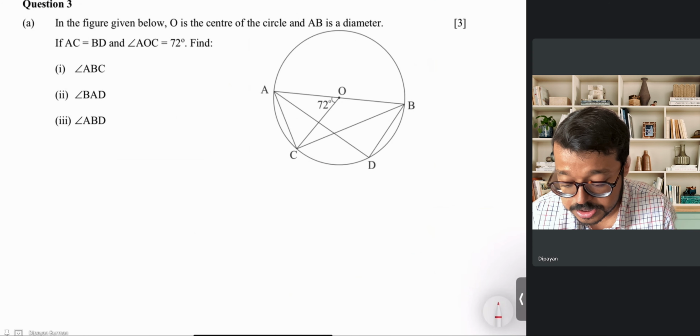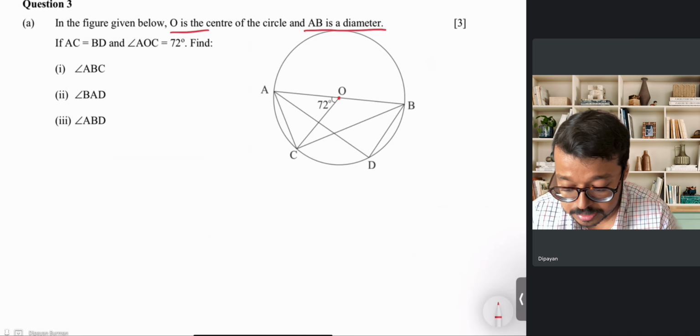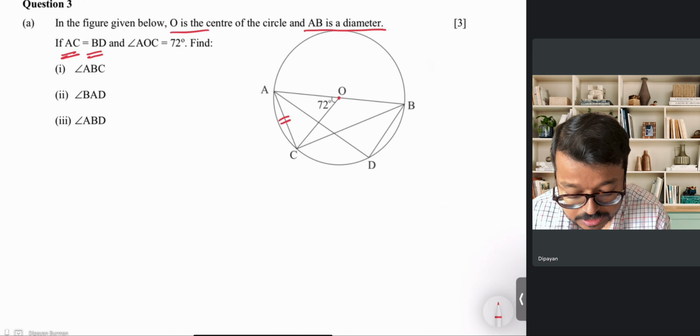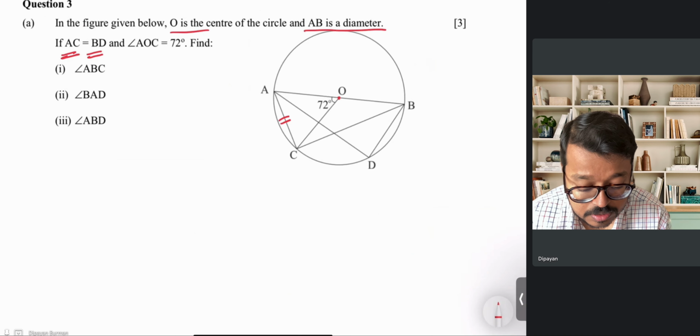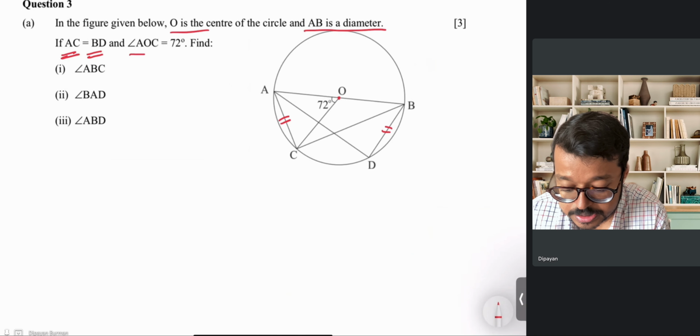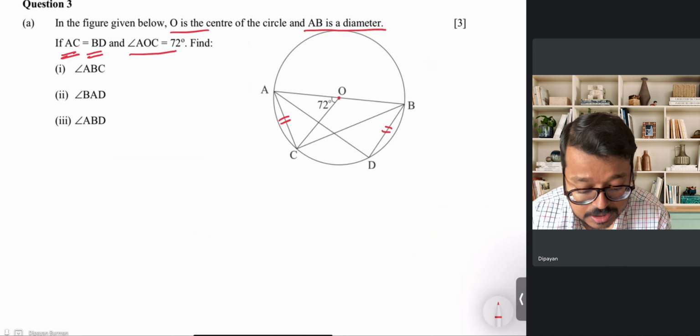Okay, so in this question, it's given that O is the center of the circle, AB is a diameter, and AC is equal to BD, so AC chord is equal to the length of BD, and angle AOC is 72 degree. We have to find these three angles. So let's look at finding angle ABC.